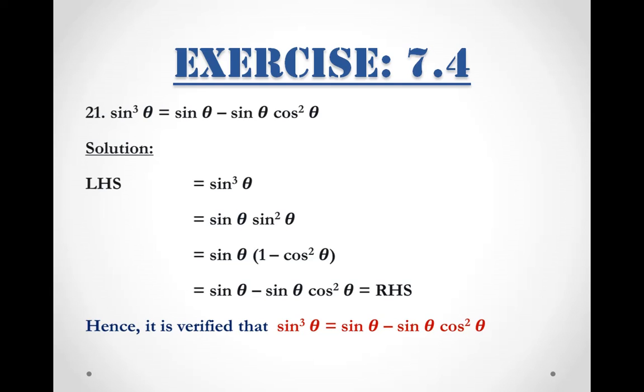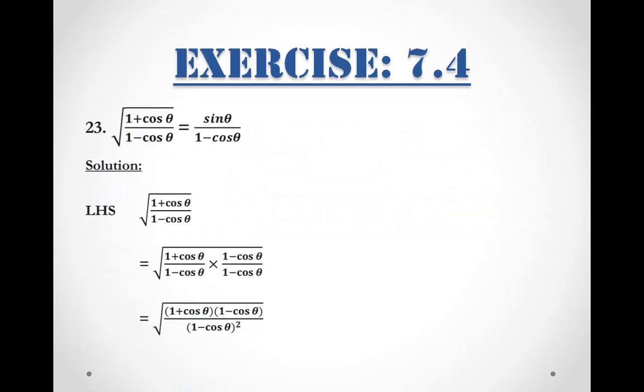Next step, we know that sin square theta can be written as 1 minus cos square theta. Now just multiply and open the brackets. We get the desired right hand side, that is sin theta minus sin theta into cos square theta, which is exactly the right hand side. Hence we have verified the given left hand side is equal to right hand side. Hope you all understand. Moving towards the next question of the exercise, number 23.